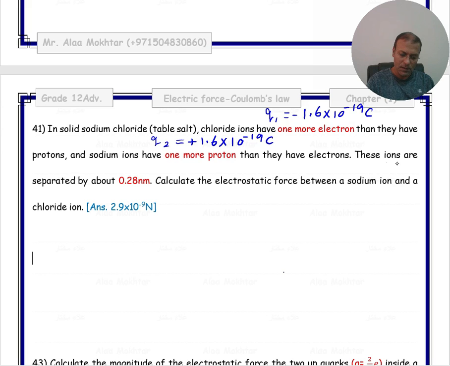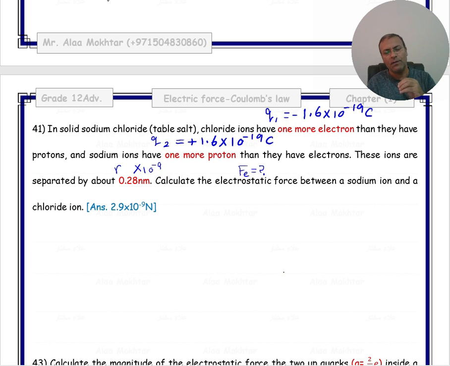These ions are separated by a distance of about this value, the distance between these two charges. nm means nanometer, multiply 10 to the negative 9. To convert from nanometer to meter, we must multiply by 10 to the negative what? Negative 9. Calculate the electrostatic force Fe between the sodium ion and the chloride ion.